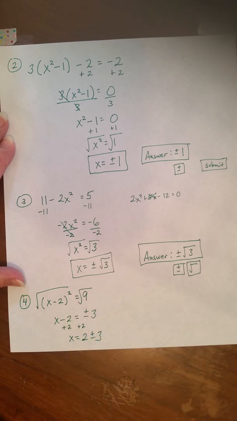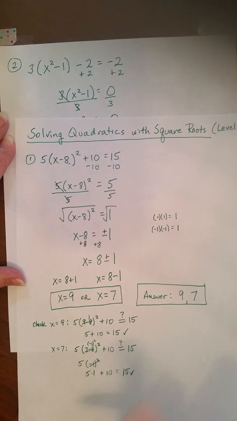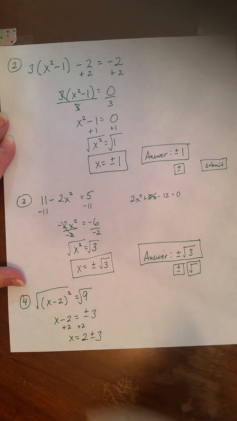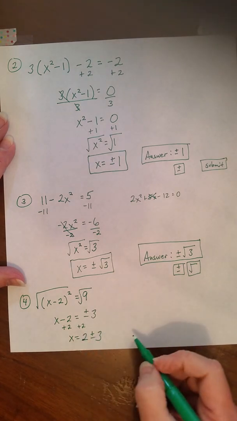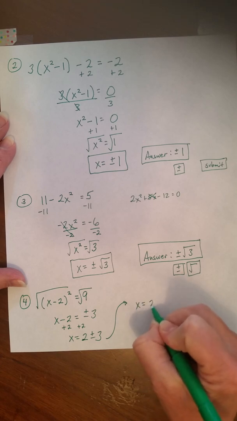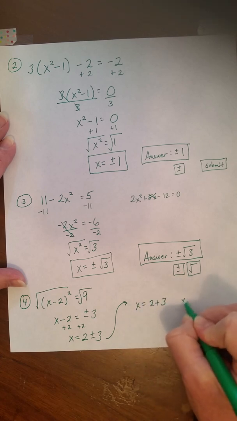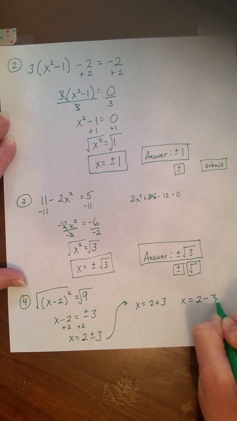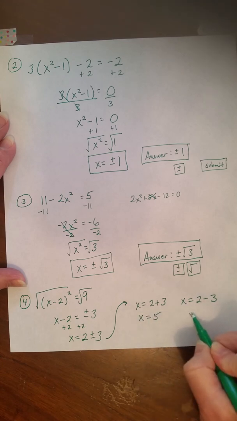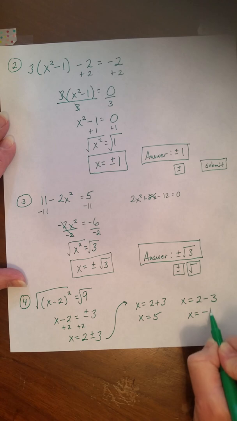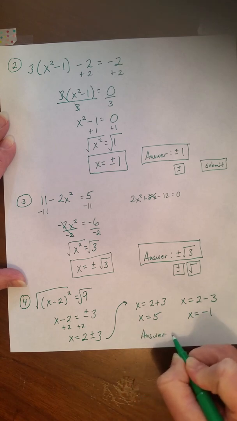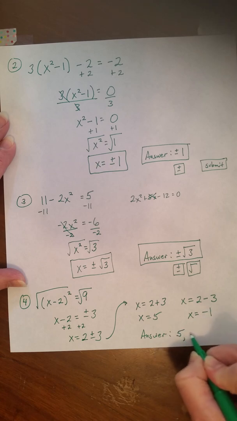Now this is similar to the first one that we did, where we ended up with 8 plus or minus 1. Here we have 2 plus or minus 3. So our answer is x equals 2 plus 3 and x equals 2 minus 3. Here, x equals 5. Here, x equals 2 minus 3 is negative 1. So our answer is 5 or negative 1.